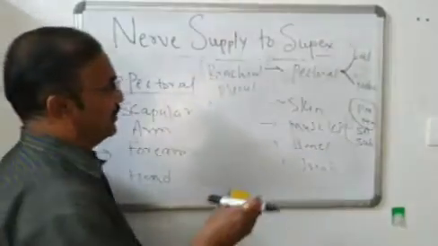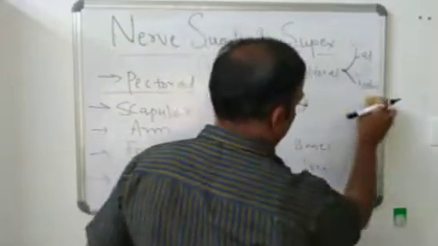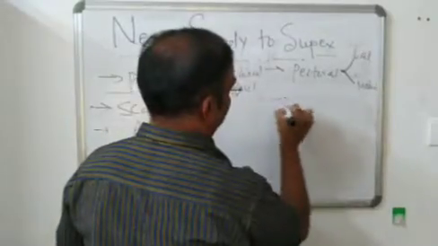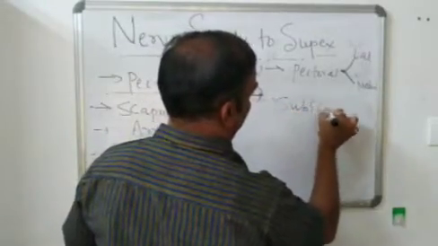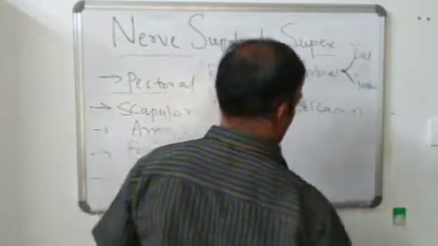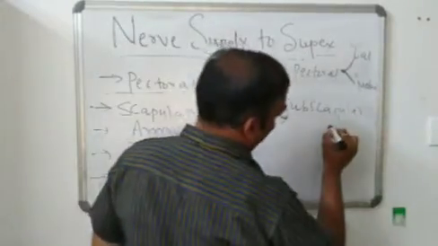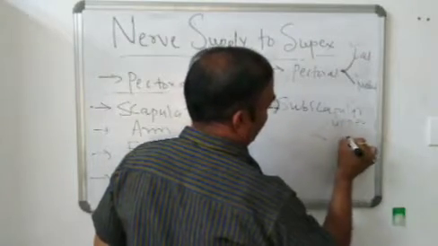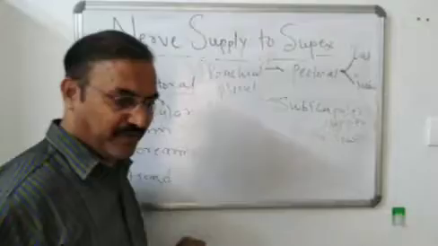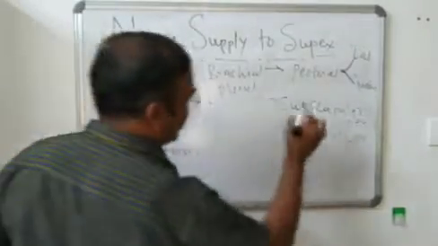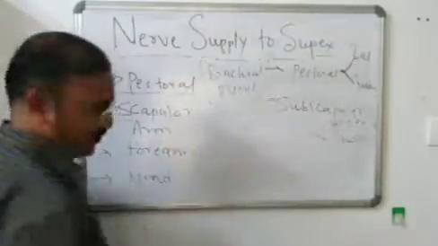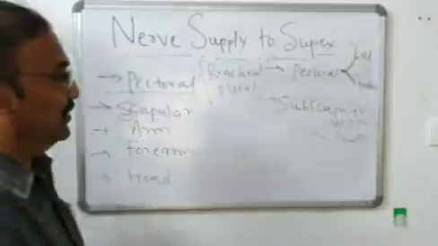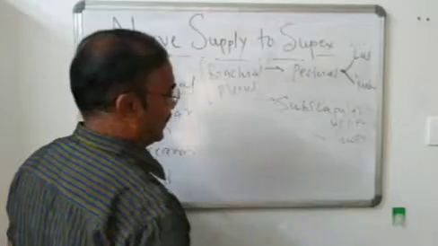Then the subscapular nerves, another branch from the brachial plexus. In general outline, the subscapular nerve again divides into two branches, upper subscapular and lower subscapular. And this subscapular nerve supplies the scapular region. Whatever structure is present in the scapular region along with bone is all supplied by the subscapular nerve, that is upper as well as lower subscapular nerve.